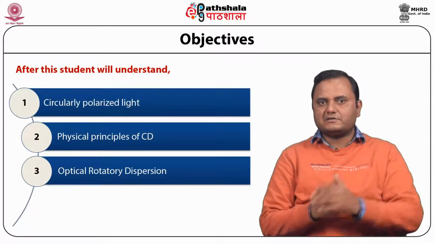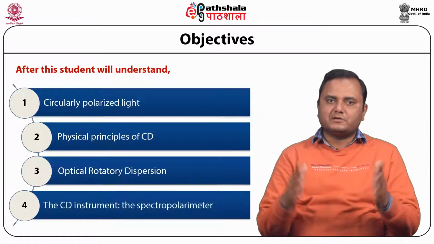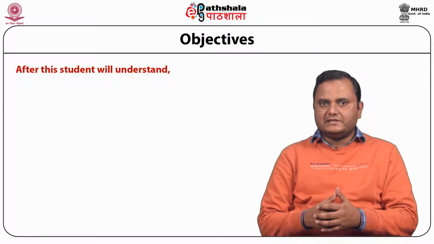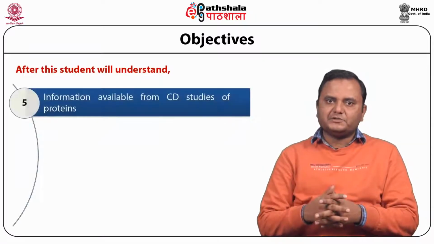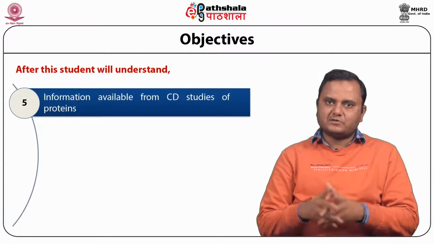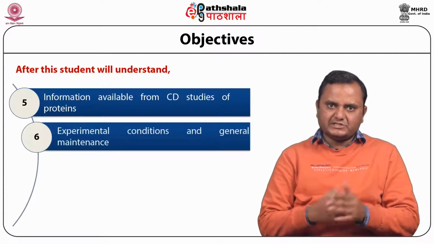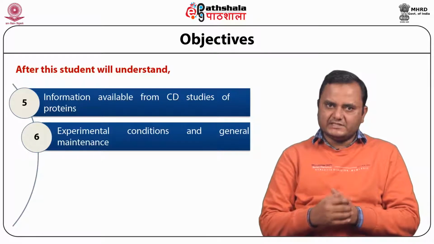Then we discuss the instruments or components of the CD spectropolarimeter. Then we discuss the information available from CD studies of proteins, and at last we discuss some experimental conditions and general considerations while using CD spectroscopy.